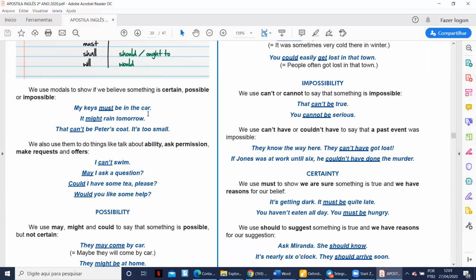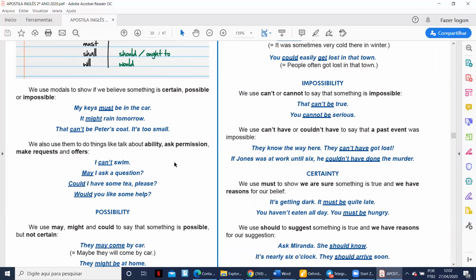By the same token, if you look at the second example, it might rain tomorrow. I'm saying that this is a probability, but maybe it's not going to rain, but you know, it might rain. There is little probability that this is going to happen. And again, if I leave out the verb to rain and I only say it might tomorrow, well, this sentence makes no sense at all. It makes no sense whatsoever.